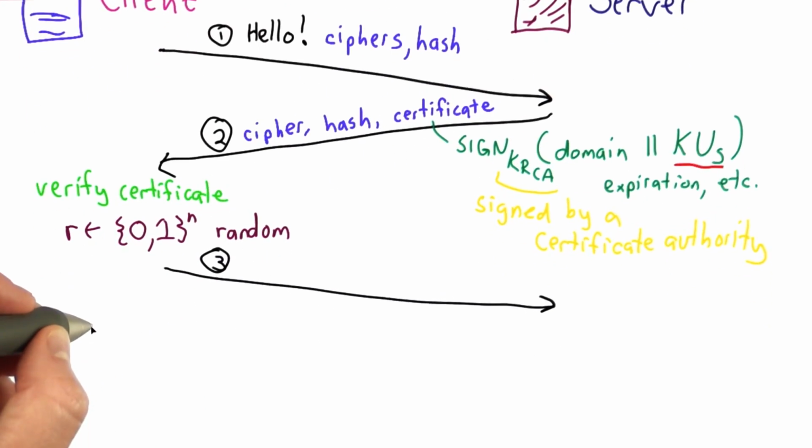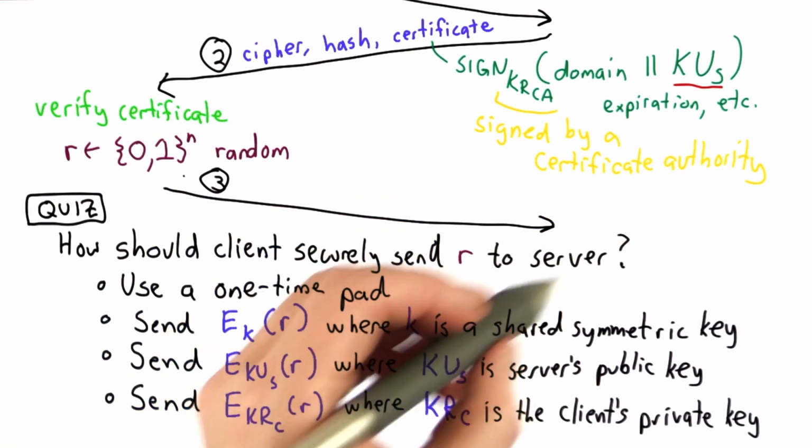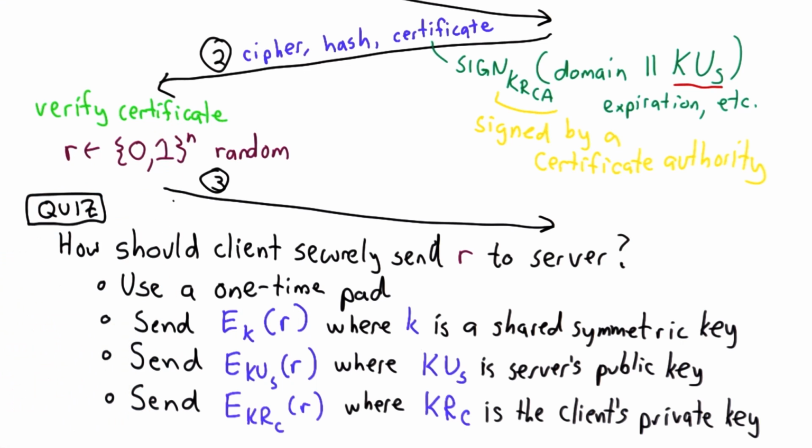Let's make that a quiz to see if you can figure out how to do that. So the question is, how should the client securely send the random value to the server? Check the best answer from the list below.